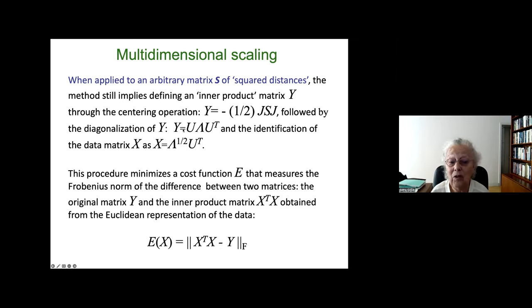So you take Y and diagonalize it, writing Y as U lambda U transpose, and you will see that this Y is symmetric. This process can be done exactly as you would have done it for the covariance matrix. And then once you have done that, you say, well, X should be the square root of Y. So if I think of Y as X transpose X, then X has to be the square root of lambda times U transpose. This procedure now is not exact, but it solves an optimization problem: finding a matrix X such that X transpose X is as close as possible to Y, as close as possible in the Frobenius sense.